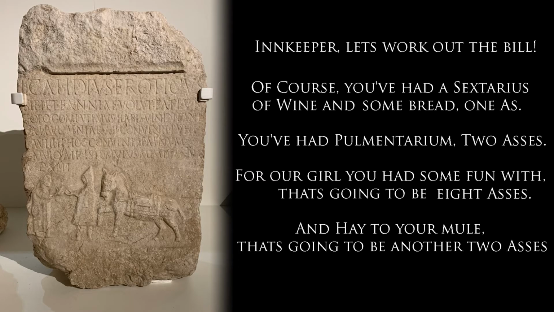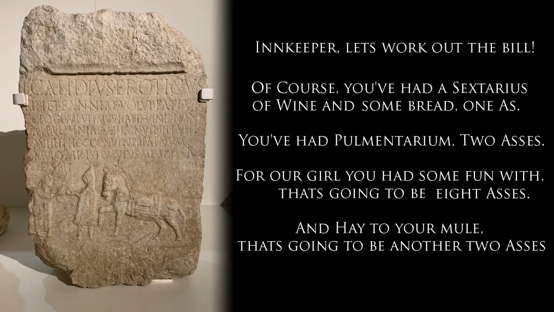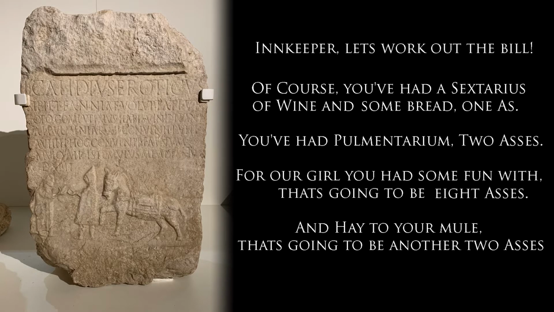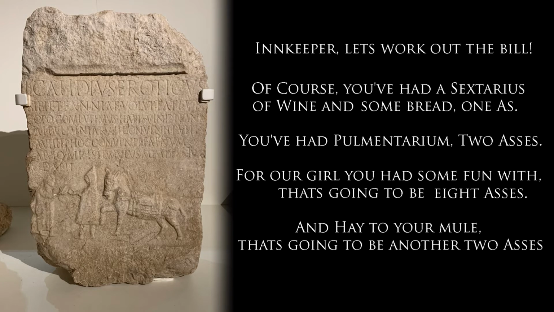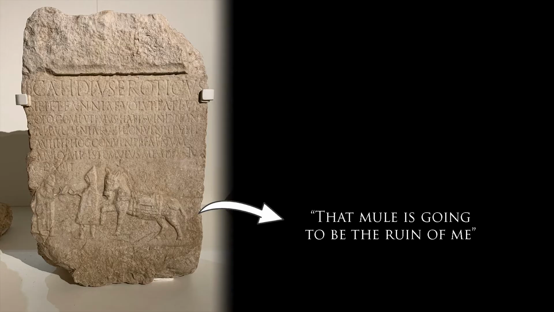Innkeeper, let's work out the bill. Well, of course, you've had a sextarius of wine and some bread. That is going to be 1 ass. You've had some pulmentarium, 2 asses. For our girl you had fun with, that's going to be 8 asses. And hey, for your mule's meal, that's going to be another 2 asses. For the last one, the client answers, that meal is going to be the ruin of me.